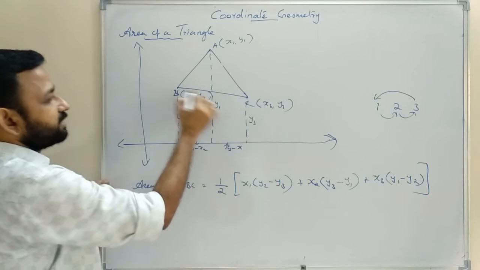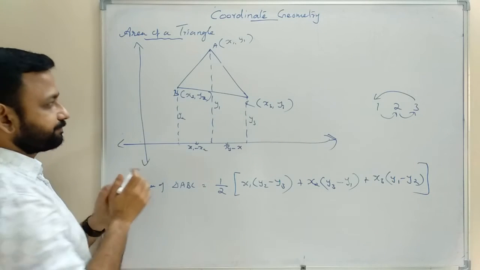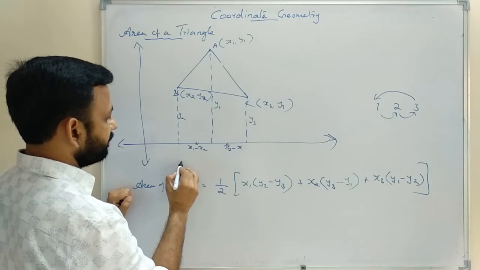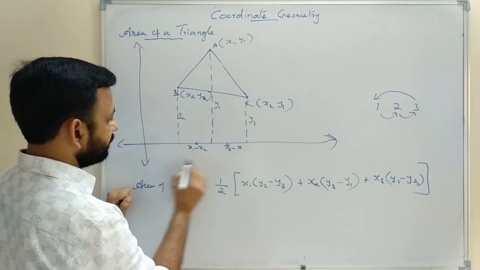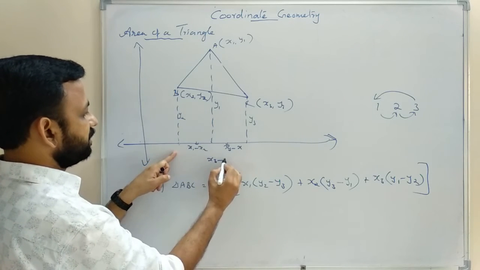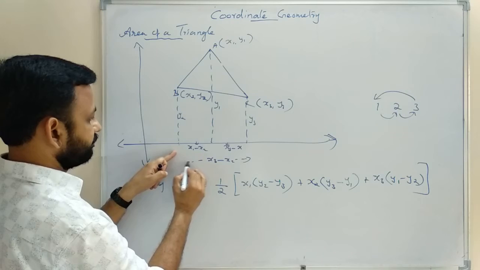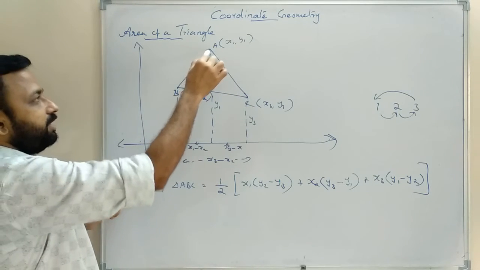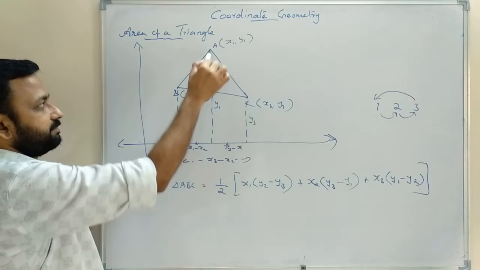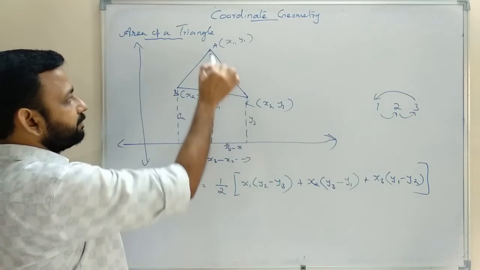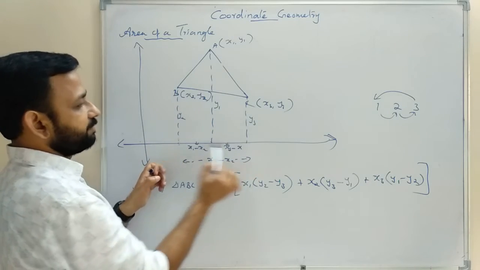Then area of this triangle ABC is equal to, and here this total distance is x3 minus x2. So area of triangle ABC is equal to the area of this trapezium plus the area of this trapezium minus the area of this trapezium.